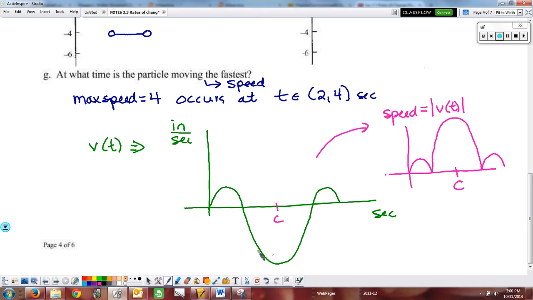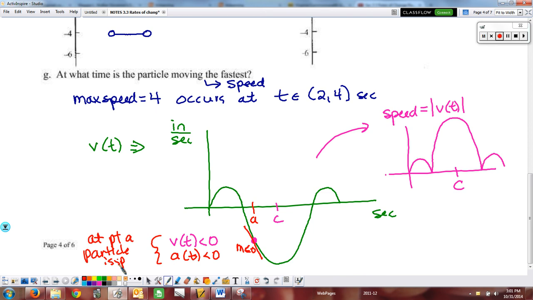So if I'm looking at this, maybe at this point right here, I want to know, is the particle speeding up or slowing down? Well, what I know here is that velocity is negative at this point. And then I start thinking about, well, what's happening with acceleration? If I'm going to draw the tangent line right here, the slope of the tangent line there is a negative number. So my acceleration at that point is also negative. So they are working together. So let's call this point A. So at point A, the particle is speeding up.